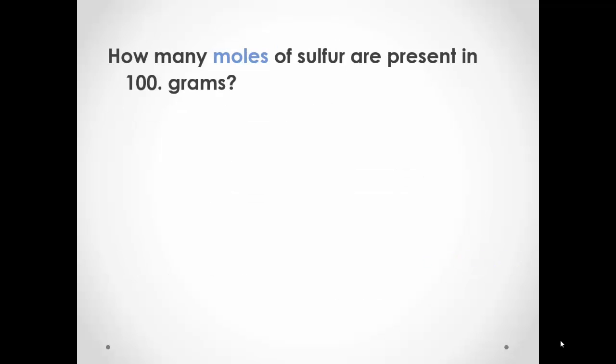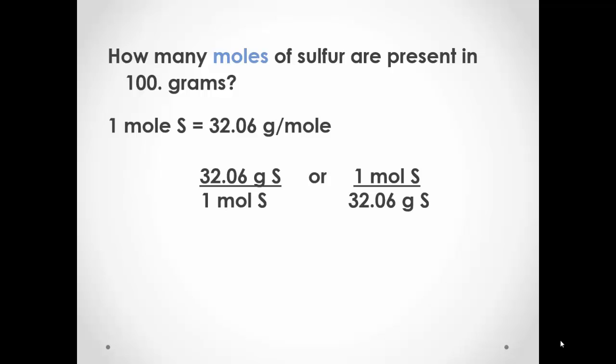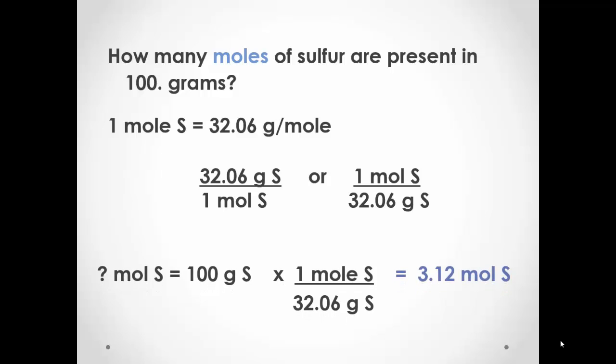We can also convert the other way. What if we have 100 grams of sulfur? How many moles are present in the sample? We can find the molar mass from the periodic table. Again, any molar mass is a proportion and can be written as a conversion factor. Since we know grams and are looking for moles, we want to use the conversion with the moles on the top and grams on the bottom. So 100 grams of sulfur divided by the molar mass of sulfur gives us 3.12 moles of sulfur in our sample.